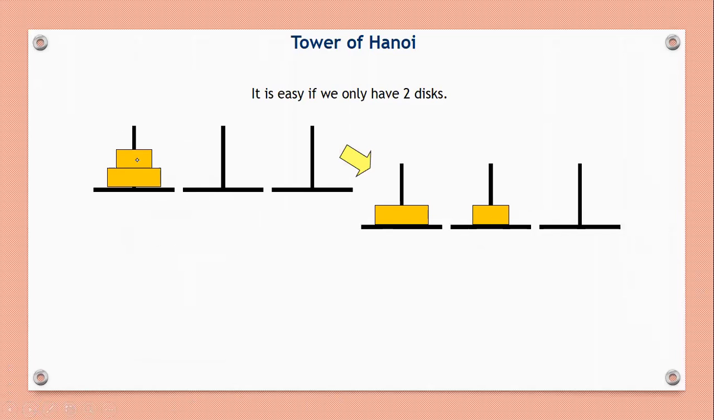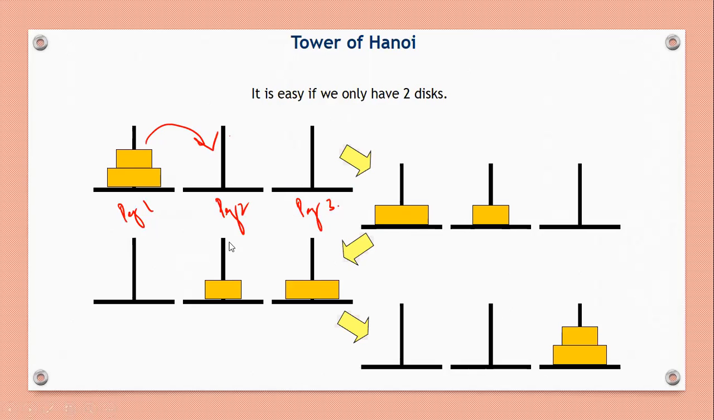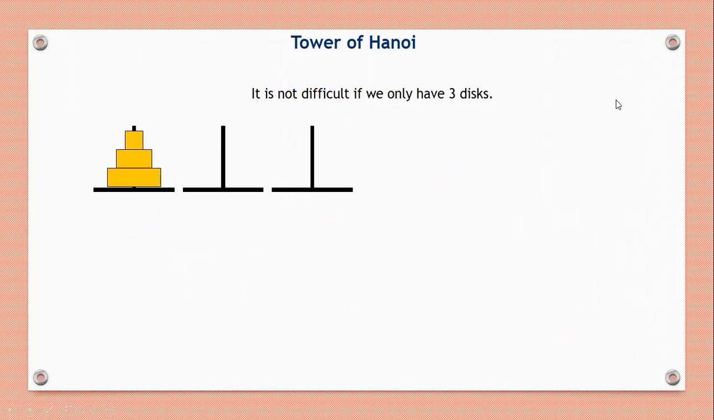It can be done easily. We move the smaller disc to peg 2. So this is peg 1, peg 2 and peg 3. We are moving the smaller disc to peg 2. Then we are moving the largest one to peg 3, and then finally we can move the smaller one from peg 2 to this peg. So finally we have moved everything from peg 1 to peg 3. In how many moves did we require in total? 3 moves, a total of 3 steps.